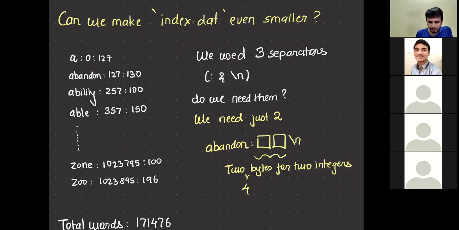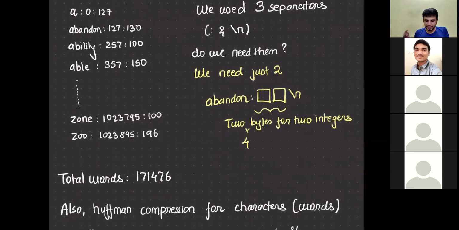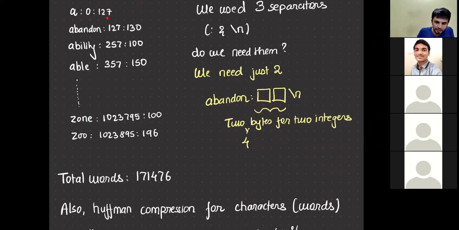We are using three separators: a colon, two colons, and one new line. But do we really need that? You can have something like this. We use two colons here with two integers, but since integers are fixed width, 4 bytes and 4 bytes, I can just get rid of one of the separators. I can just have the word and one separator.